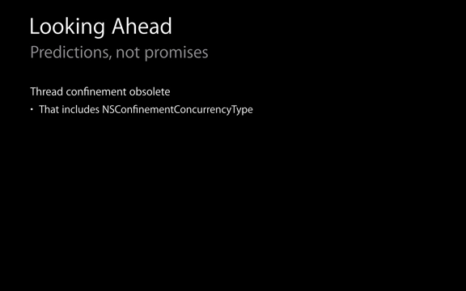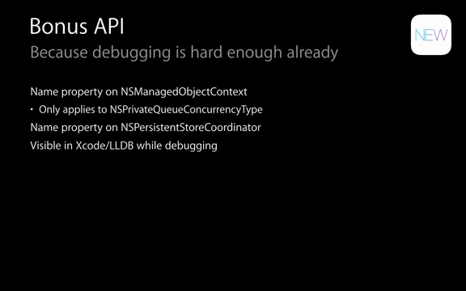Looking ahead, and this is in the sort of predictions, not promises, because making promises is way above my pay grade. NSThread confinement is pretty much obsolete. That includes the confinement concurrency type. We saw earlier with the asynchronous fetching that it just can't be supported in a confinement concurrency model. So as we move forward, it's likely there will be more kinds of changes that also only work for contexts that are using either the private queue or main queue concurrency types.